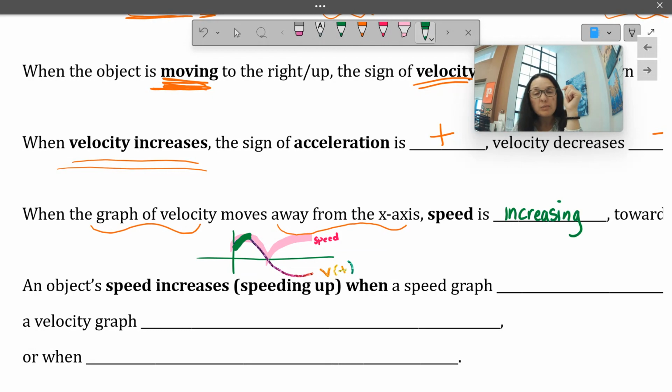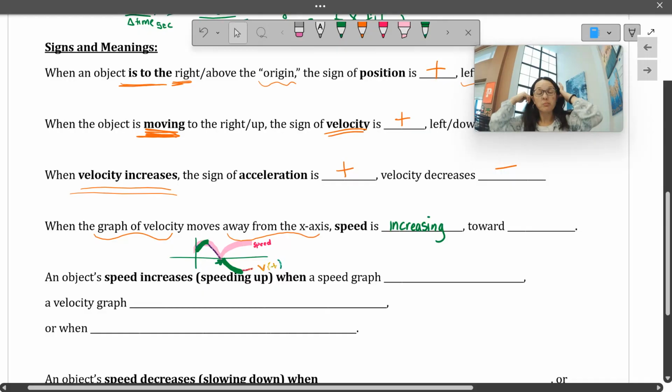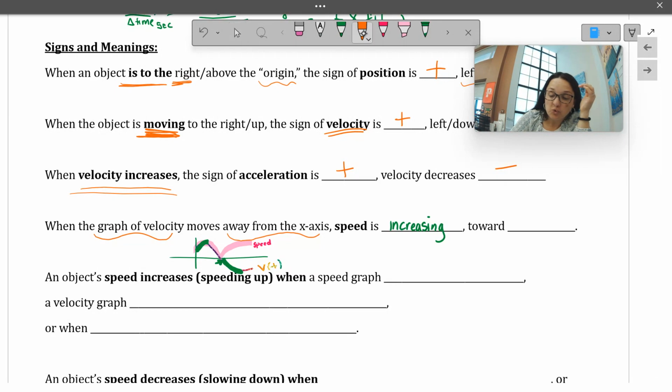That works the same way below the x-axis. When my velocity right here is moving away from the x-axis, my velocity is going from a slightly negative velocity to a more negative velocity. Well, if velocity goes from being negative to more negative, then speed goes from being positive to more positive. The speed is increasing. Okay, I'm really trying to drive this home, but basically, if velocity moves away from the x-axis, speed is increasing. And if velocity moves toward the x-axis, that means velocity is getting closer to zero, so my speed decreases.